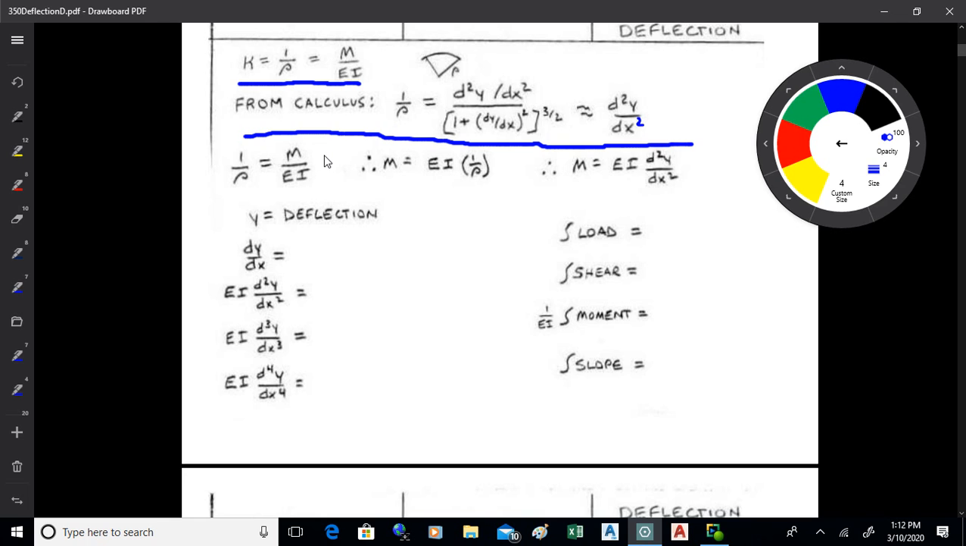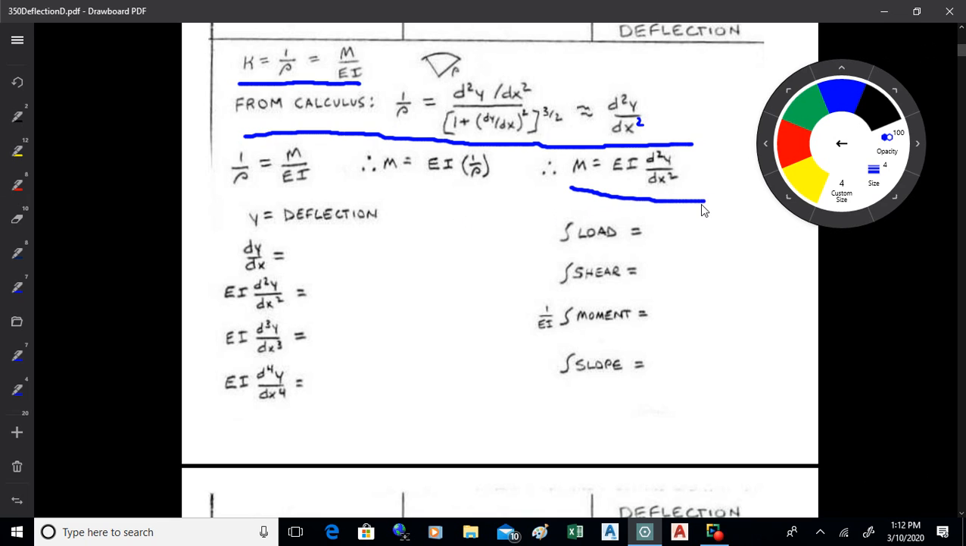All right, so what we got here is 1 over rho is M over EI, so that means the moment is EI times 1 over rho. Now, 1 over rho is pretty much equal to the second derivative of y with respect to x. So what that gets us to is right here: the moment is equal to EI times the second derivative of y with respect to x. That's a pretty accurate approximation.